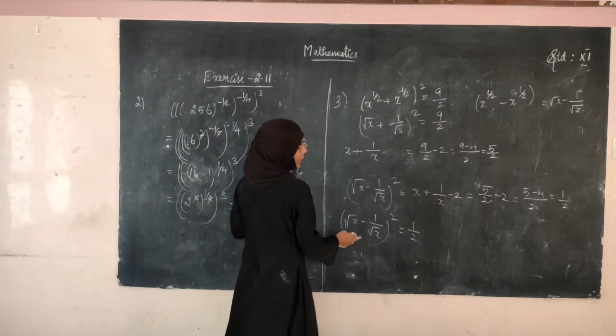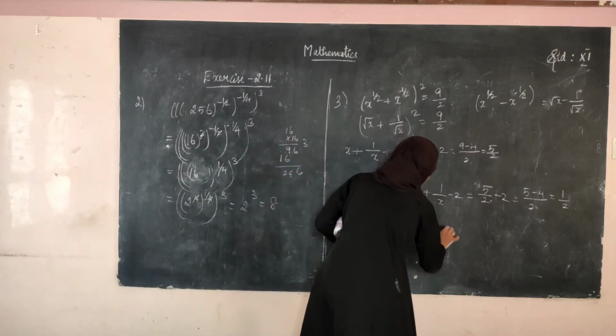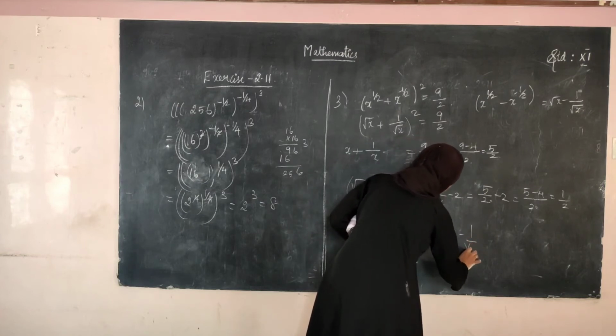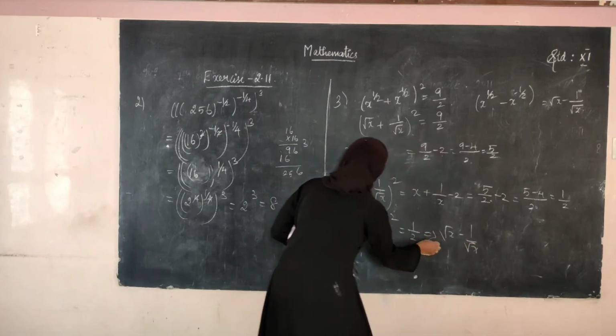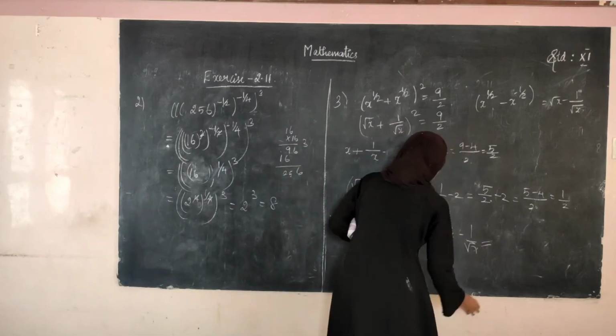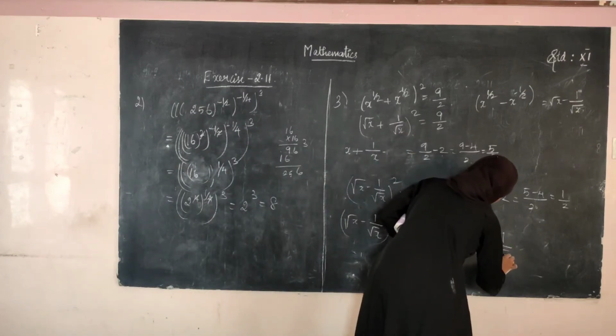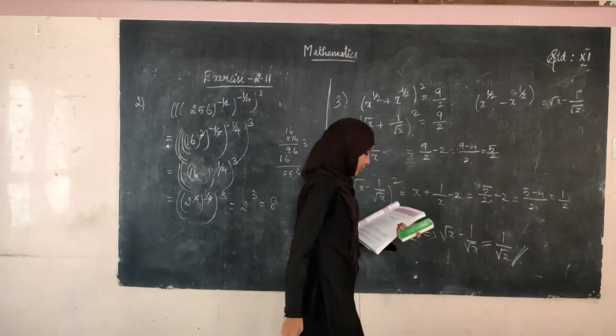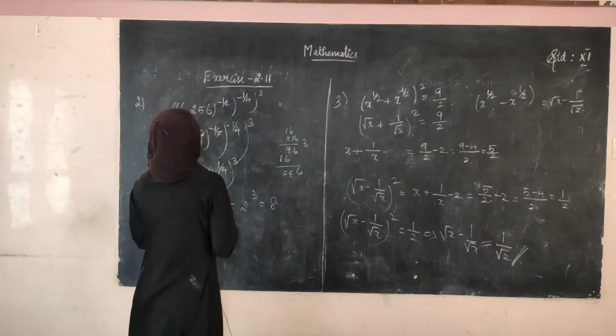So what we have to find is this alone, root x minus 1 divided by root x. For that, what you have to do is take the square root on both sides. So it becomes 1 divided by root 2, which is the answer.